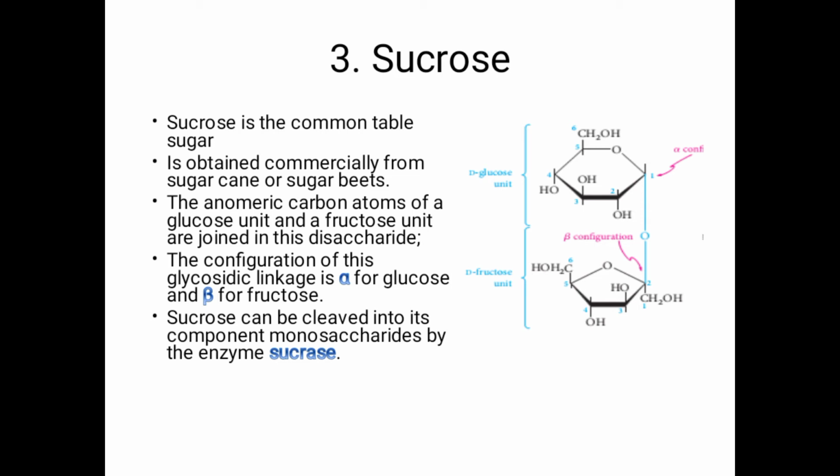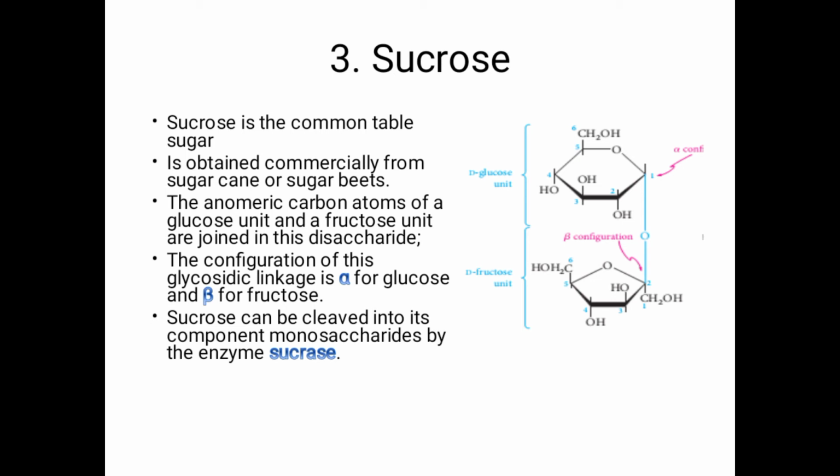The anomeric carbon of glucose will interact with the anomeric carbon of the fructose, and therefore the anomeric carbon atoms of a glucose unit and a fructose unit are joined in the disaccharide. The configuration of this glycosidic linkage is alpha for glucose and beta for fructose. Carbon number 1 is the anomeric carbon, and carbon number 2 of this 5-membered fructose ring is joined by the glycosidic linkage, a 1,2 linkage.